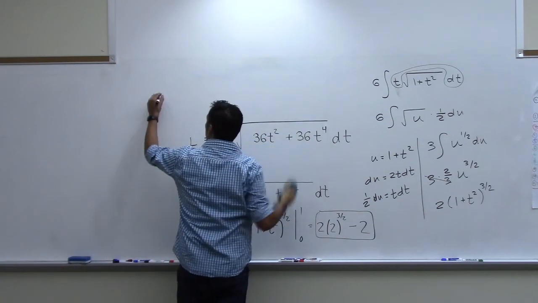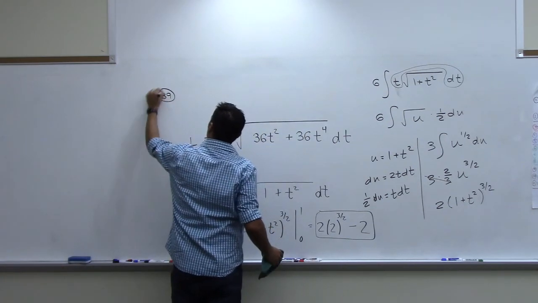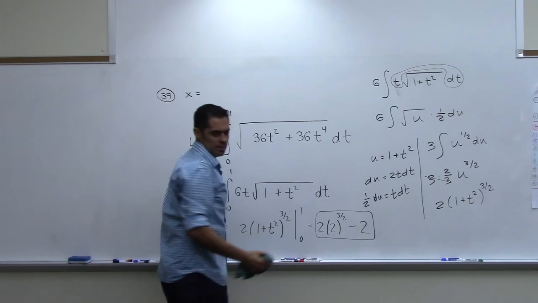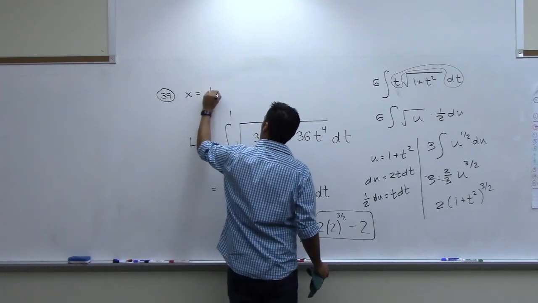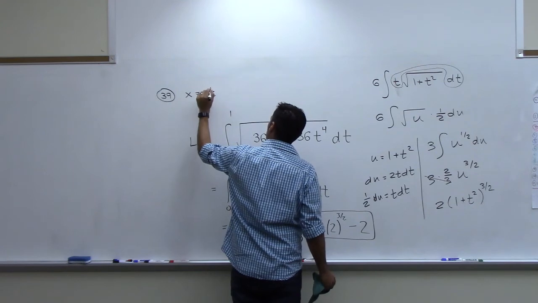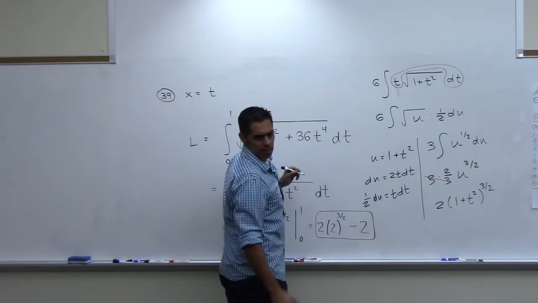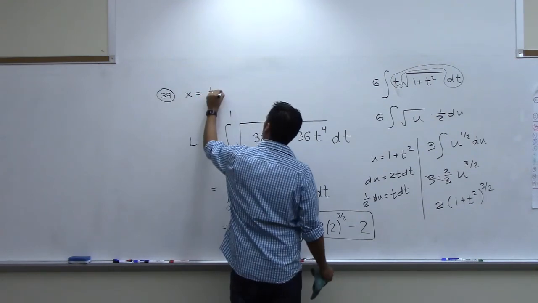Sorry, Jacob. 39's next, right? You ready? X is t sine t, t cosine t? Or the other way around? It's t sine t for x, and then y is t cosine t.